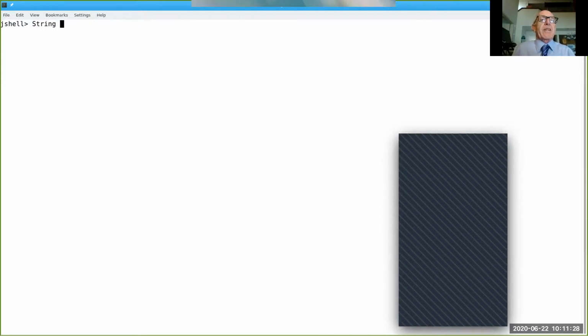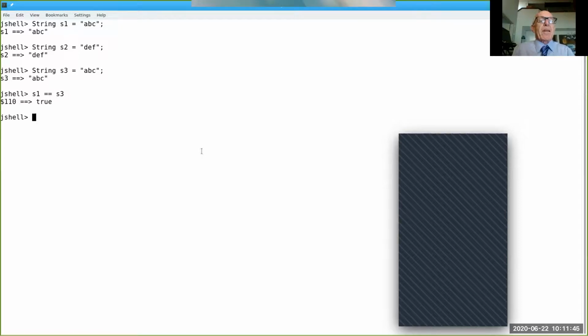Let's say I have string S1 is ABC, string S2 is DEF, and string S3 is ABC also. If I say S1 is equal to S3, it turns out it's true, but that's not the correct way to do comparison. Strings happen to be what's called a reference type, and this is detailed in the book. When you compare S1 and S3, you're actually asking, are these in the same area of memory or not? For example, let's say I do this.